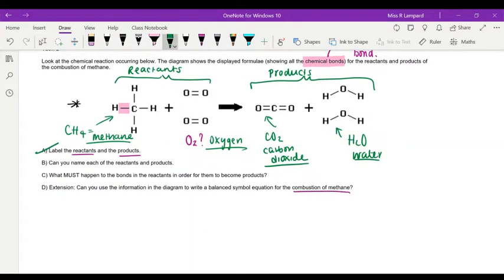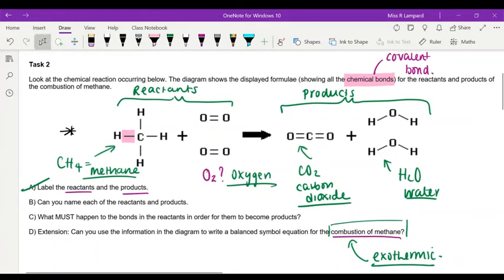This is the combustion of methane, and you know from your prior knowledge that combustion reactions are exothermic. Now, what must happen to the bonds in the reactants for them to become products? Well, we can see that even though we've got the same number of atoms of each element on either side of the equation, they're arranged in a different way. So we know here that the bonds must have broken, and you can see over here that the bonds are then reformed.